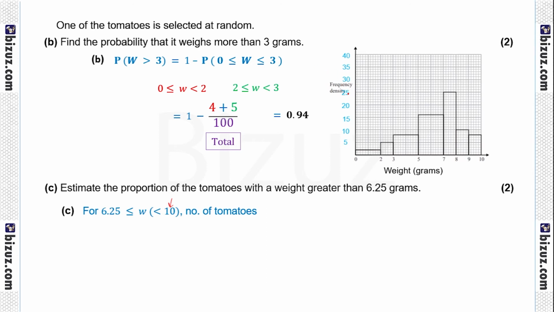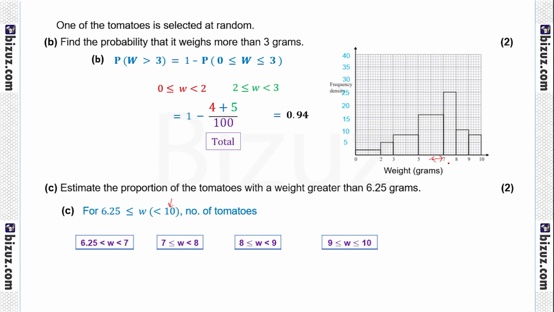So first, let's take that histogram as reference. Now, to go from 6.25 to 10, we need to divide the interval into portions. So here, I've divided it like this: from 6.25 to 7, so somewhere here, and from 7 to 8, this is that whole bar. From 8 to 9, this is that whole bar, and from 9 to 10, this is this bar.